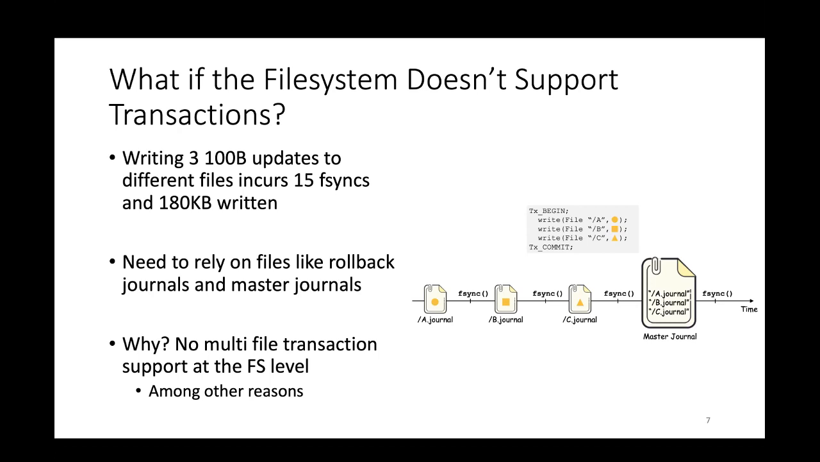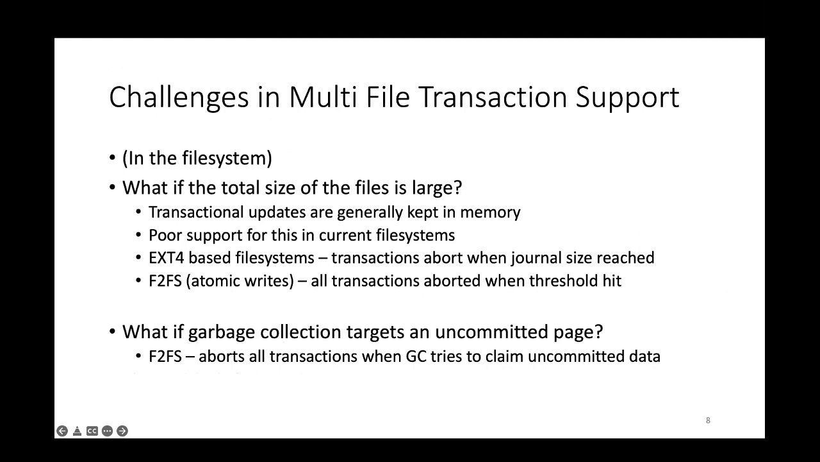And we can say that, at least in this scenario, because the file system didn't support some sort of multi-file transaction primitive, this is the reason we had to do all this complicated work just to support a simple transaction. But there are a few challenges in multi-file transaction support, at least at the file system level. One thing is, what if we want to have a transaction across a lot of files, but the total size is very large?